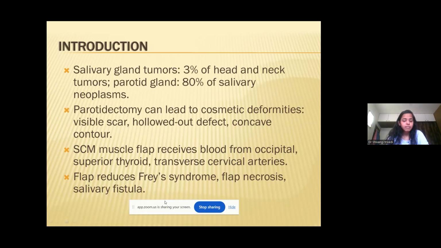As we know, the sternocleidomastoid flap receives its blood supply from three arteries. Superiorly, there is the occipital artery, which is a branch of the external carotid artery. Then the middle third of the SCM muscle is supplied by the superior thyroid artery, and the inferior third is supplied by the transverse cervical artery.